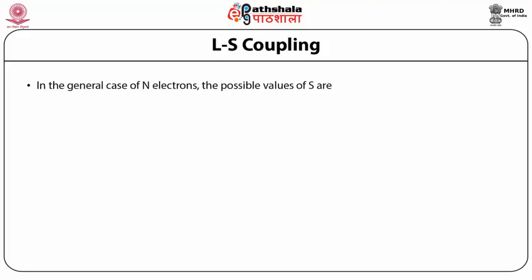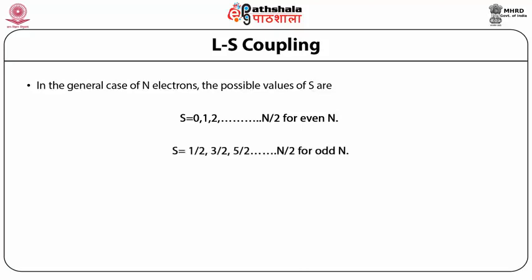In the general case of n electrons, the possible values of S are S = 0, 1, 2, up to n/2 for even values of n, and S = 1/2, 3/2, 5/2, up to n/2 for odd values of n.